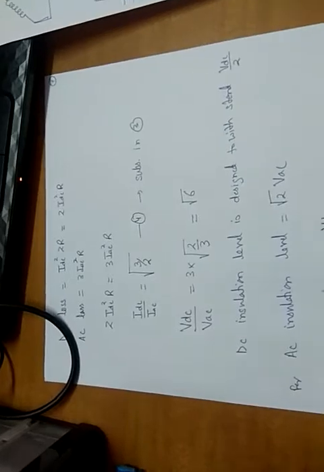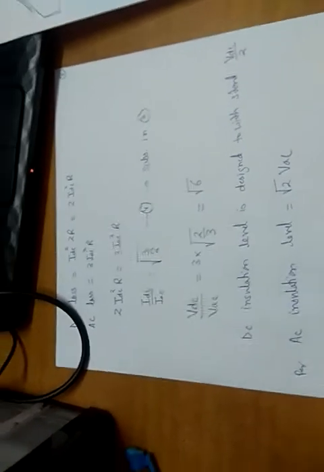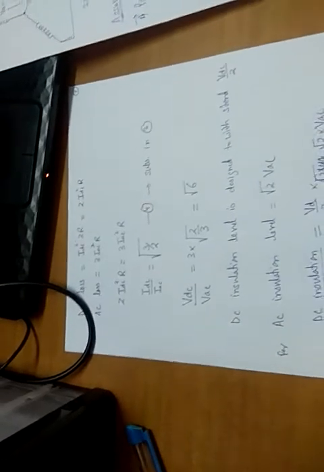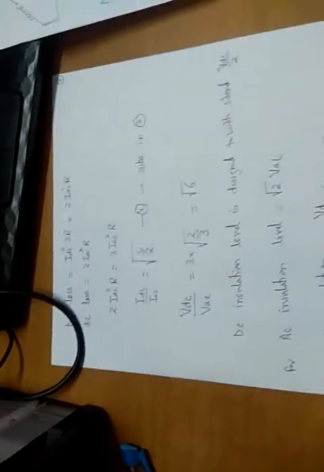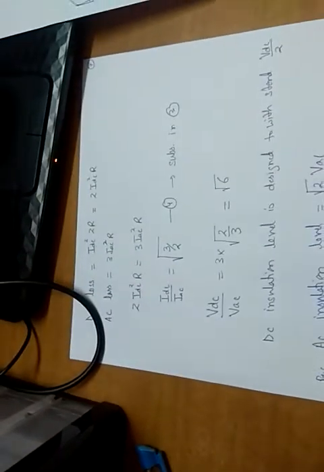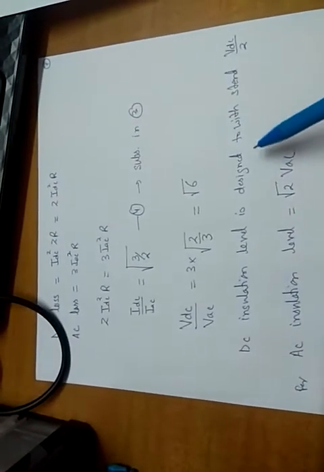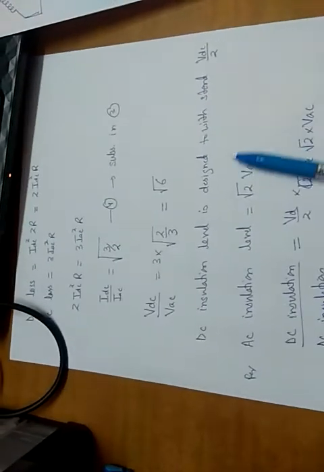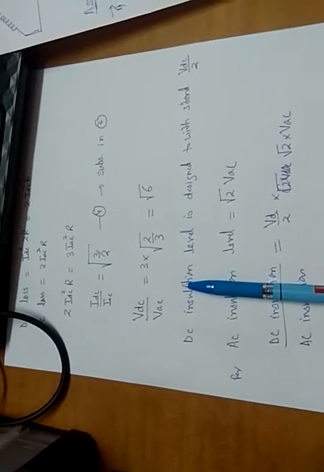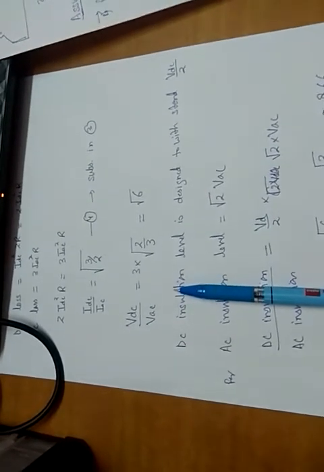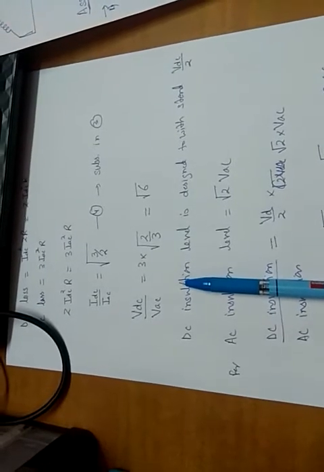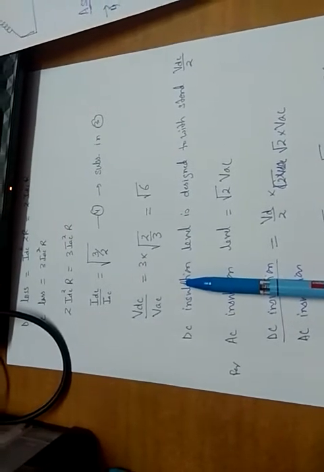So which voltage is more? Obviously, DC voltage will be more. We are multiplying AC voltage by root 6 times, then we are getting V_DC. Then we are saying the DC insulation level is designed. If you increase the insulation level, or if you use better insulation, then you can increase the voltage handling capacity. If you provide better cooling, you will increase the current handling capacity.